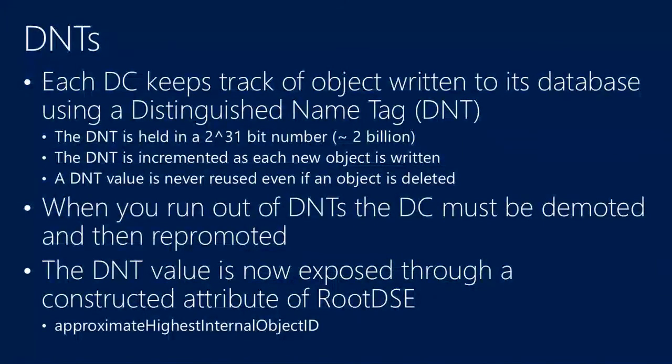And then you've got your attribute values as the columns, if you like, in the very simplest terms. So this bumps up every time. Once you've got to your 2 to the power of 31, you can no longer put anything further into that database. And you've never been able to monitor the DNT. You can now actually look at it. It's a constructed attribute which is part of root DSE. So you can actually see where your domain controller is in terms of being exhausted.